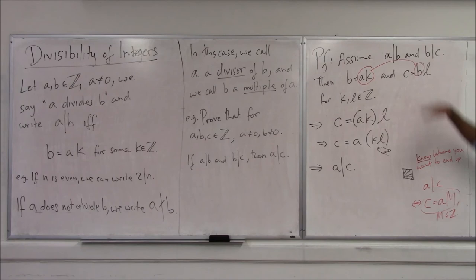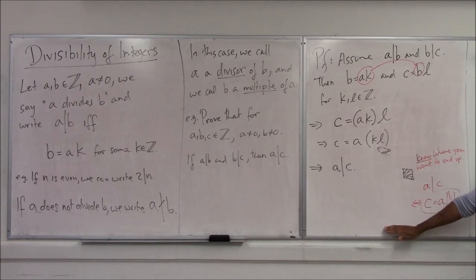So you start somewhere, you want to do a direct proof. You need to know, where should I end up? Where do I know I'm done? The proof is over. I've shown what I need to show. That's all, the end goal is always important. Know where you're starting, know where you're supposed to end.